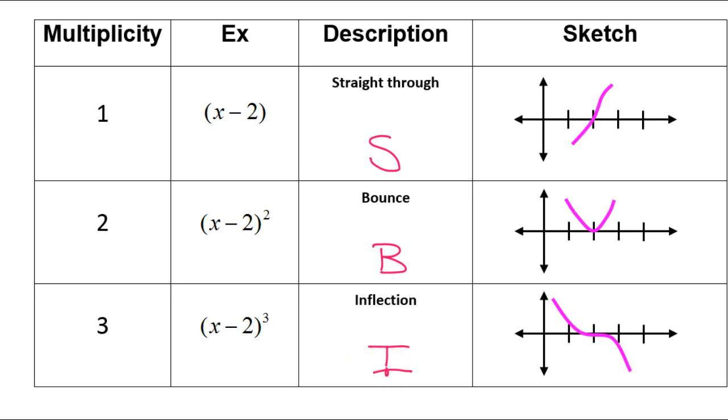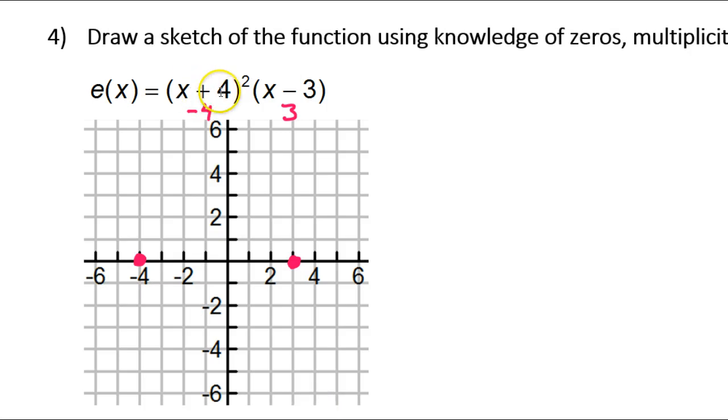Anyway, let's get back to the thing. So x plus 4, multiplicity 2, there should be a bounce at this x-intercept. This is multiplicity 1, so this one should pass straight through. Okay, so at negative 4, there should be a bounce, and at 3, it should pass straight through.